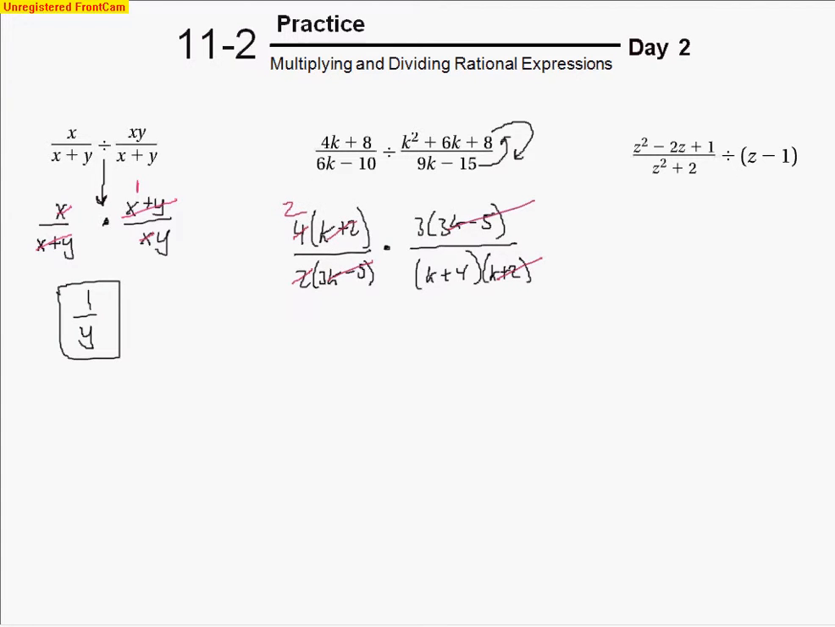So let's see what's left over. So now I'll circle the parts that we have. We've got the 2, we've got the 3, and down below I've got the k plus 4. So I'll go ahead and multiply those. 6 over k plus 4.